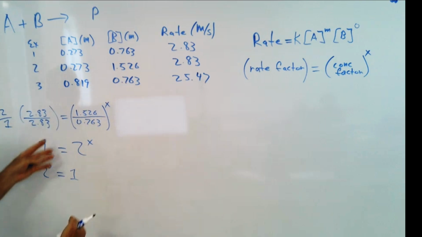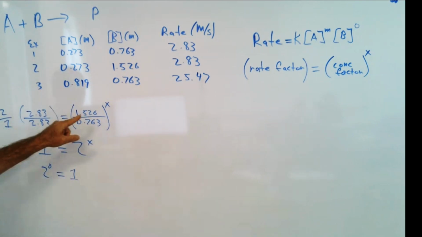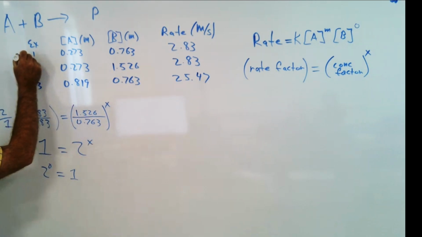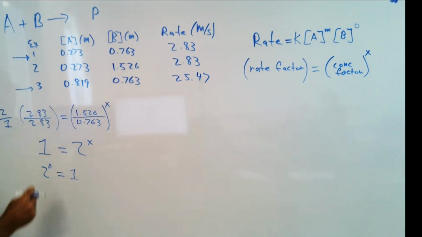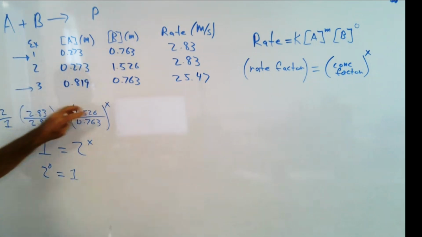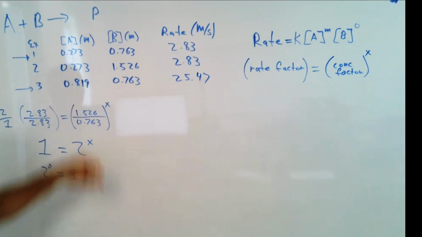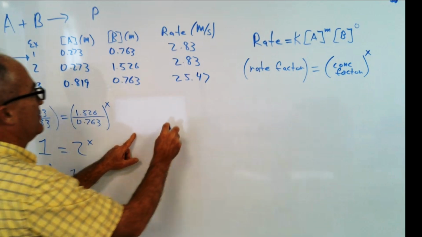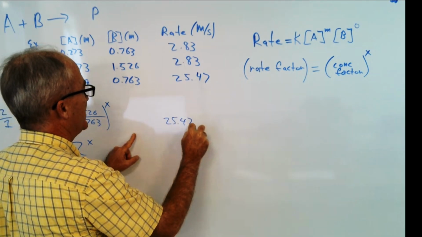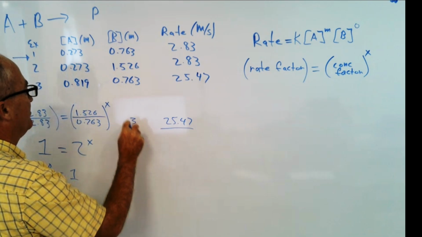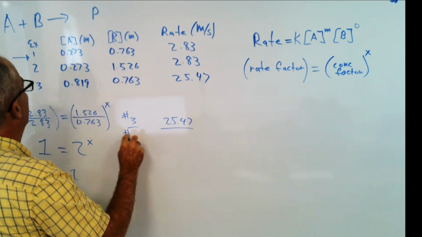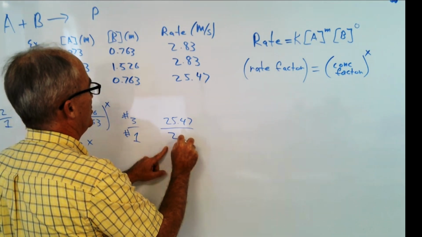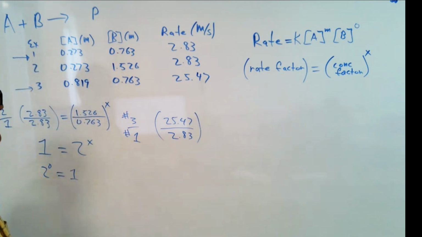Say I just walked in and I didn't know this yet. I could have said, let's figure out what's going on with A. If I want to figure out what's going on with reactant A, I'm probably going to compare these two experiments because I'm holding B constant. If I didn't know this other information, that's what I'd do. So I'm still going to come up with a rate factor. I'm going to go 25.47. That's experiment 3. I'm going to compare that to experiment number 1 because I'm holding B constant. All right, and I got 2.83. There is my rate factor.